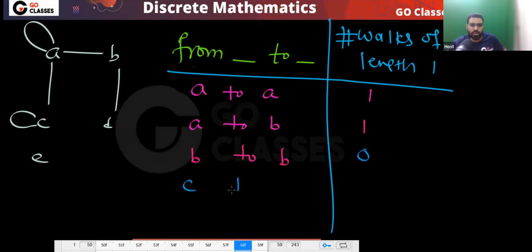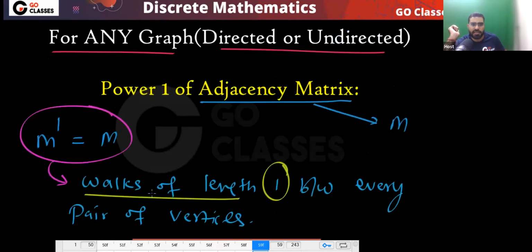Okay, from C to C, how many? From C to C, there is 1. From E to E, how many? There is 0. Okay, so is this clear? The adjacency matrix is telling you how many walks you have of length 1. Is this clear to everyone? Please tell me. Basically, this adjacency matrix tells you how many walks of length 1 you have between every two vertices.